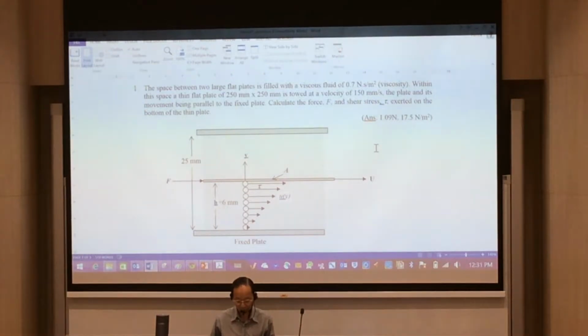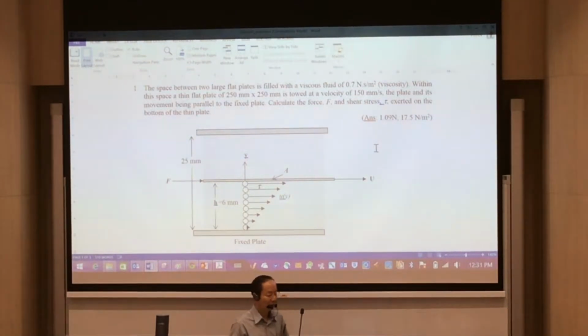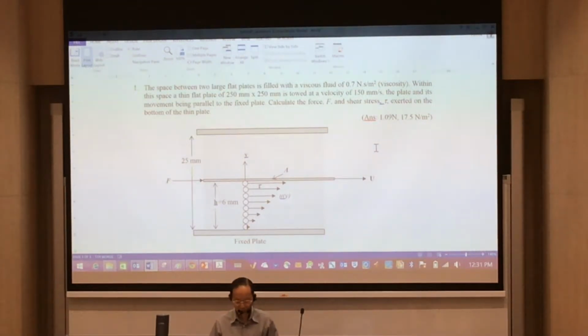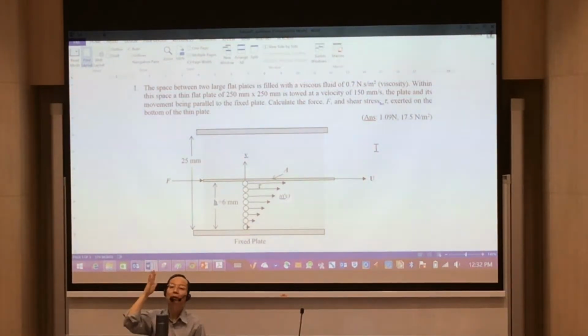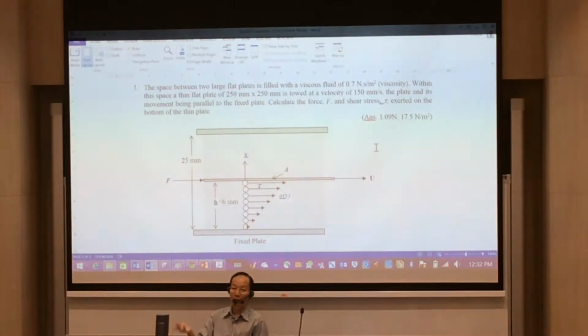So what do you use? You're going to use the shear stress equation. Remember the very first expression? Make sure you use that expression there. For the viscous fluid, you're going to use that: tau equals mu du/dy. And what is tau? Tau is the shear stress. It's a stress, and this is the pulling force.